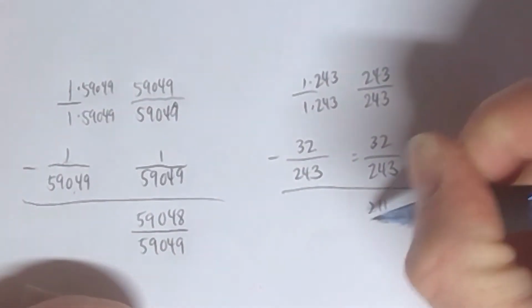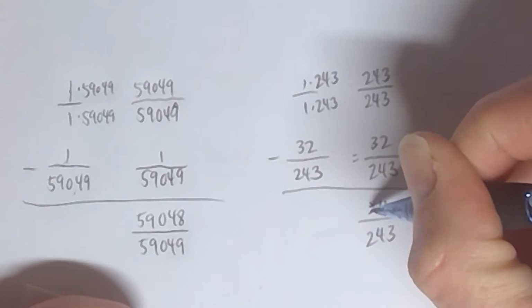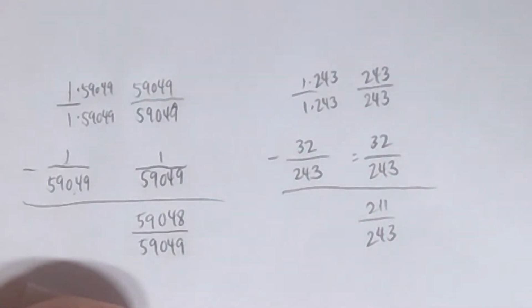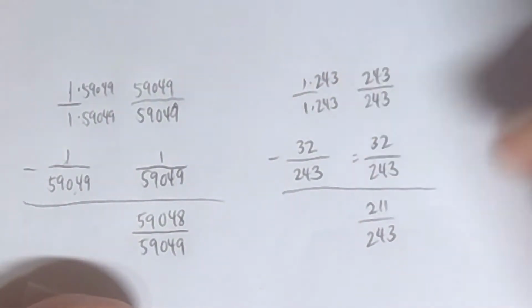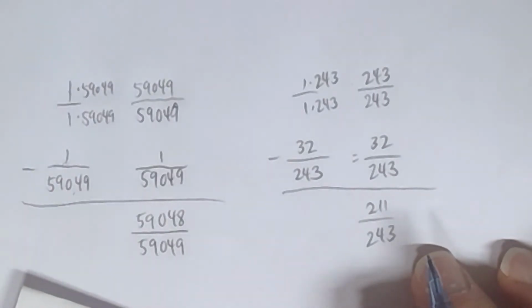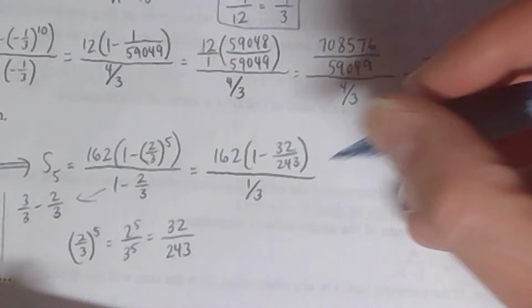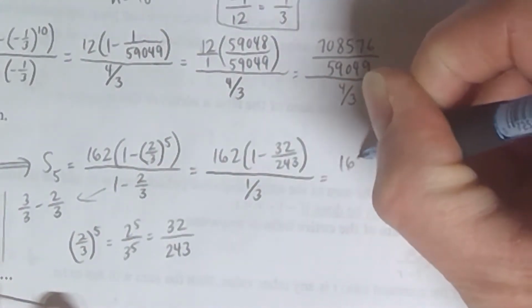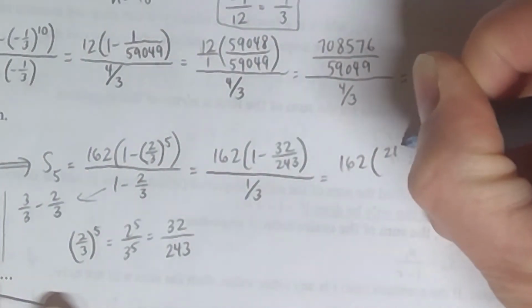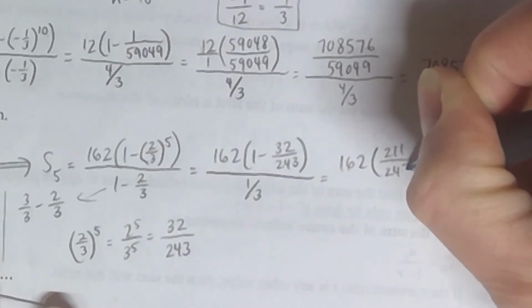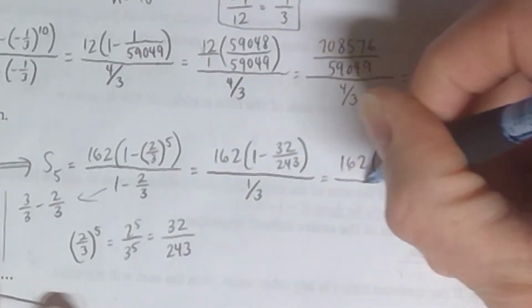That is 211, and then the 243 stays the same. On the bottom, the 243 stays the same, as it always does when you subtract. So we get what here? We get 162 times 211 over 243, like that.